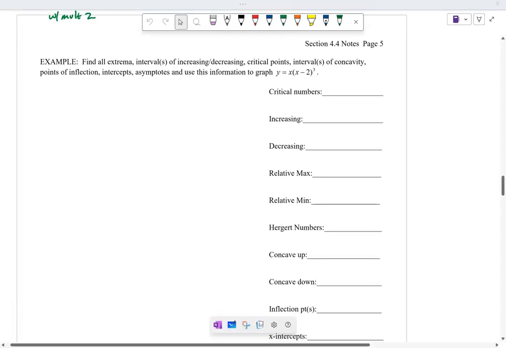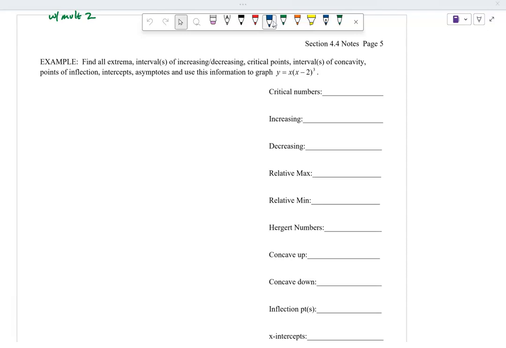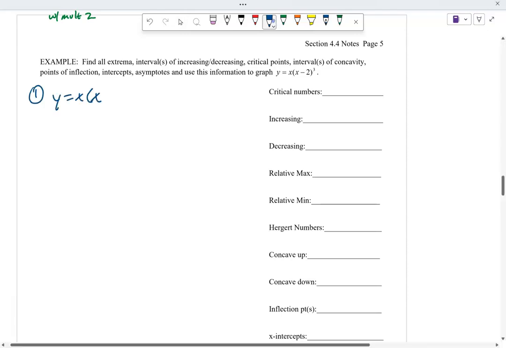We'll take a look here at some more concavity and curve sketching. We'll put all the information together. First of all, we've got this y equals x times (x minus 2) cubed. Let's go ahead and take the first derivative so we can find the critical points and where it's increasing, decreasing.